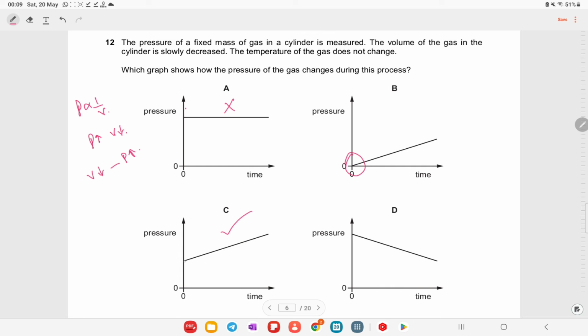Yes, option C is the right answer, because initially the container has some pressure. So when you are decreasing the volume, the pressure of the container is getting increased. Over here the pressure is getting decreased.